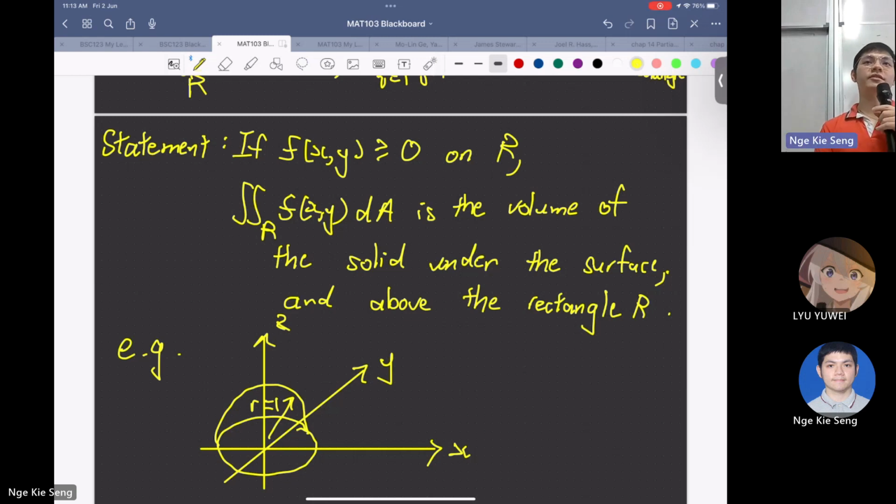What's the equation of a sphere? No, the equation of a sphere. X squared plus y squared plus z squared equals 1, radius 1. So now we want to take just the positive side. So what is the equation?